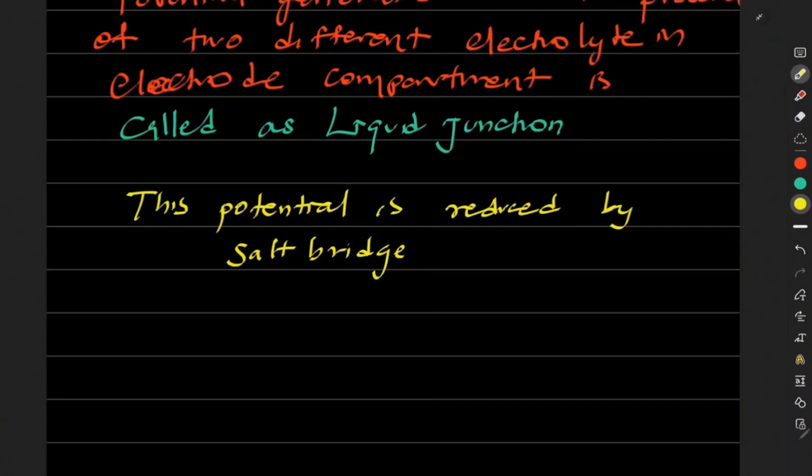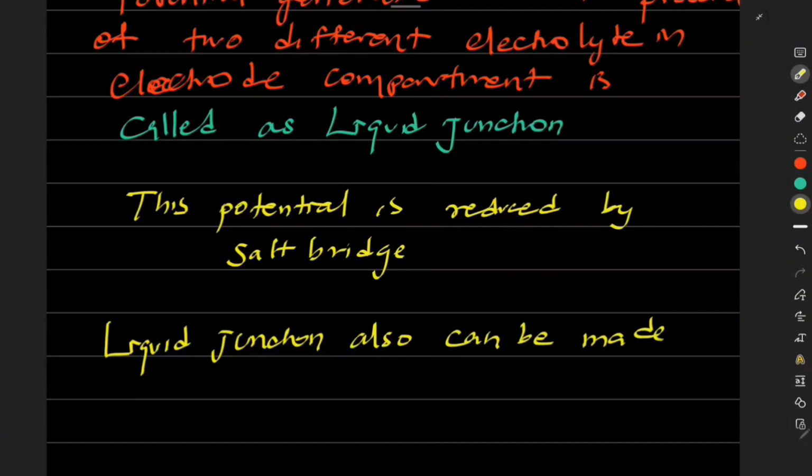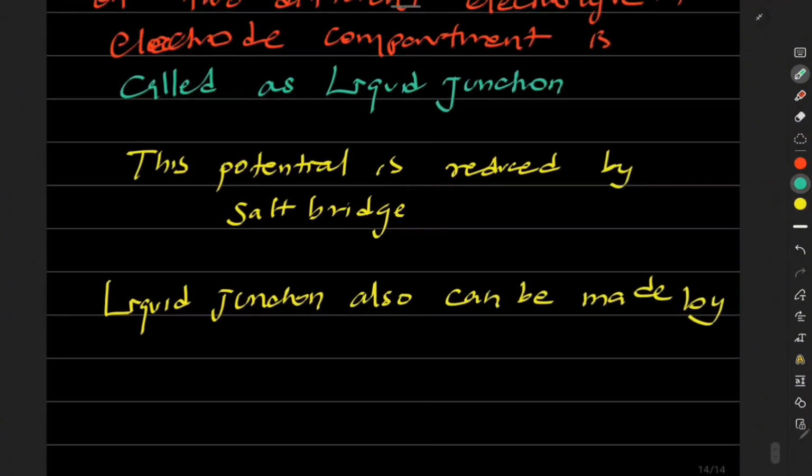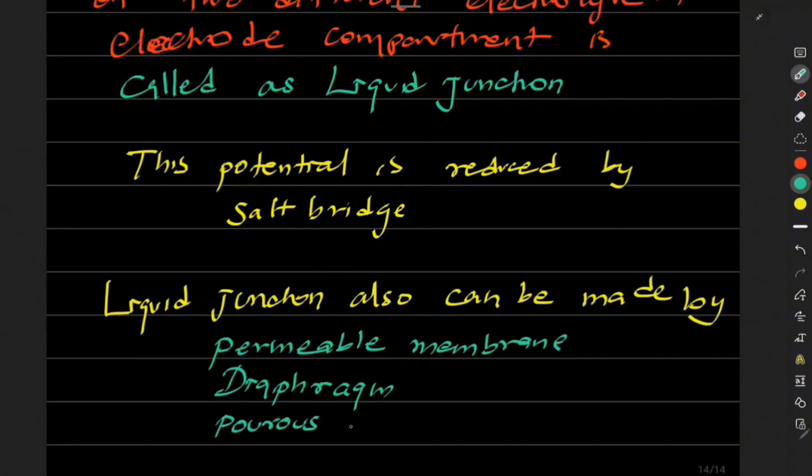And also the liquid junction can be made by a permeable membrane, diaphragm, or porous partition. Let's write it down. Liquid junction can also be made by permeable membrane, diaphragm, and porous partitioning. These allow passing of ions.